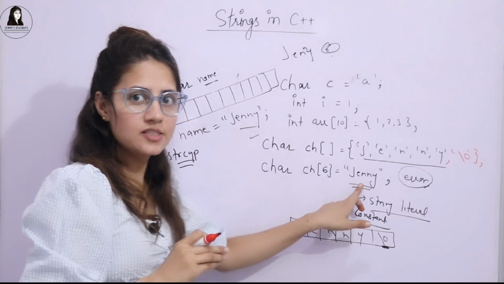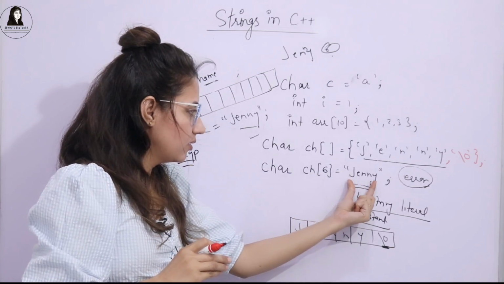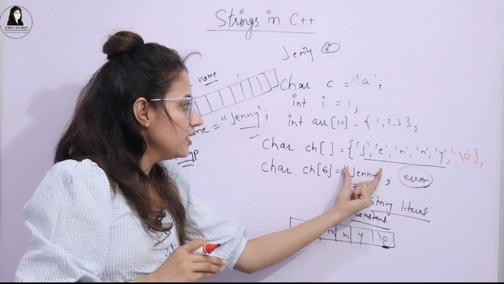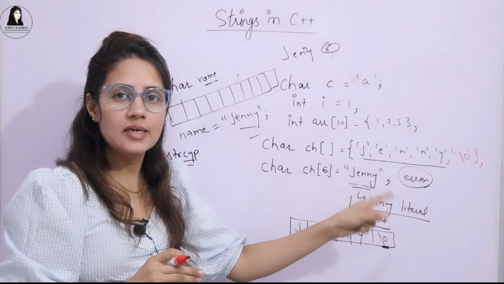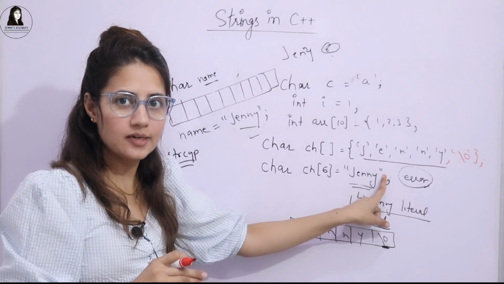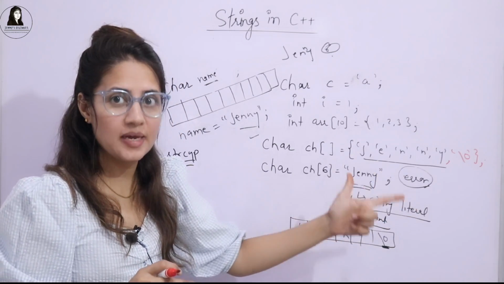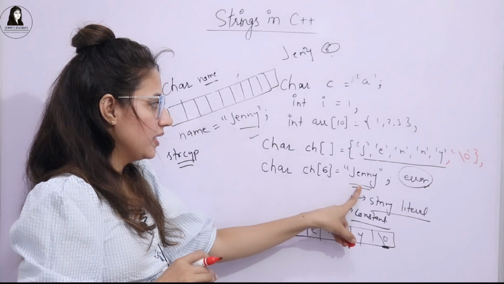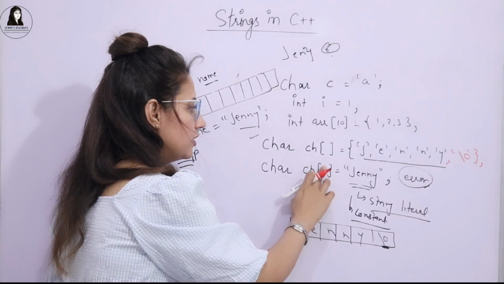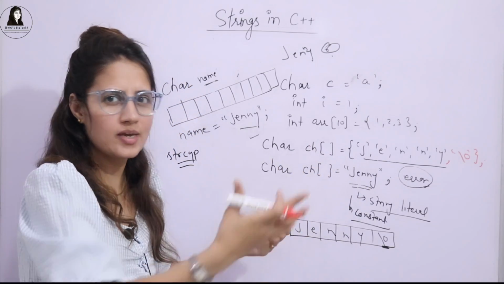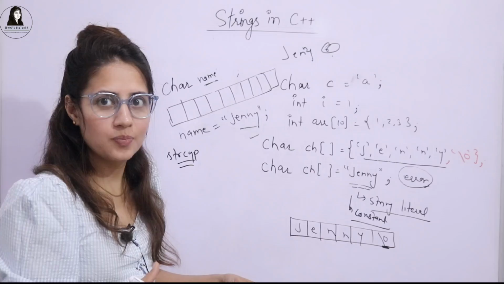If a compiler sees this kind of thing, a string, or more than one character within double quotes, then the compiler will automatically append a null character at the end of the string, just to indicate the end of the string. So like this also we can initialize a string in C, or without giving size also. So these are 4 ways to initialize and declare strings in C.